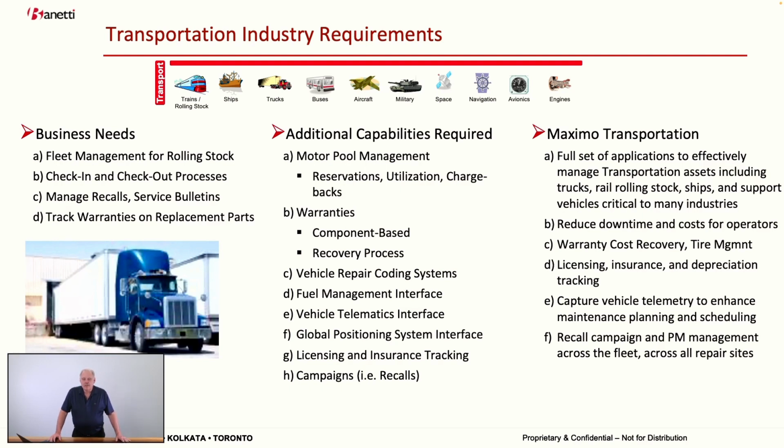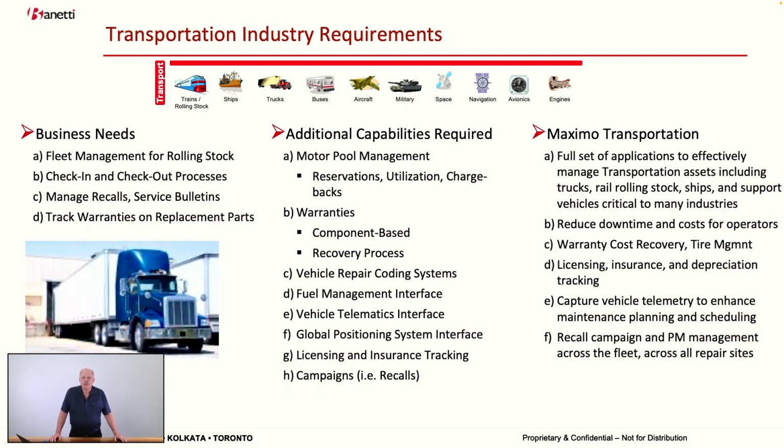In fleet, we have standard maintenance requirements. We need to do preventive and corrective maintenance and all of that. But we also have a lot of extended requirements that aren't applicable to facilities and manufacturing. Service recalls, check-in and check-out processes for a motor pool, warranties on replacement parts, even if they're not serialized, are very critical in the transportation industry. Tire management, licenses, insurance costs, all of that need to be captured and kept current. In many cases, certifications. Certain trucks, for example, require certification to be able to operate that type of a delivery vehicle. So there's additional capabilities that need to be added into Maximo.